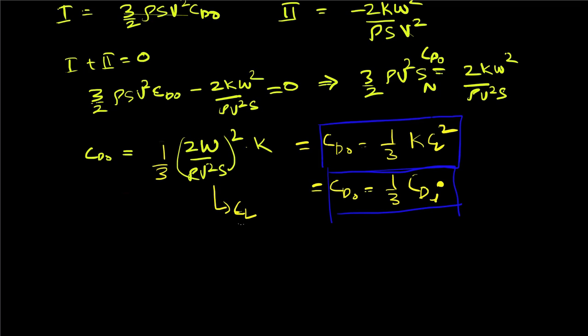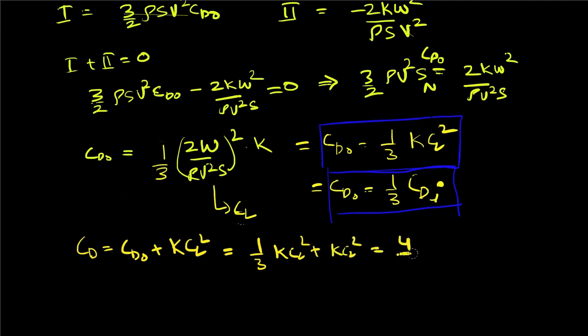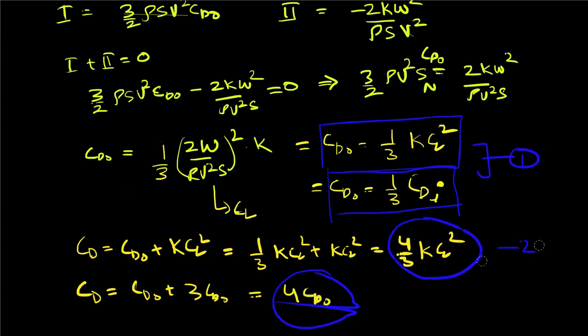Using this result, we can say that CD is equal to CD naught plus KCL square. This is equal to 1/3 of KCL square plus KCL square, which is equal to 4/3 of KCL square. And writing CD in the form of CD naught, we can write this as CD naught plus 3 CD naught, and this is equal to 4 CD naught. This is equation 1, and you can write this as equation 2. And so these are three important results, and this tells us that at minimum power, drag due to zero lift is only 1/3 of the induced drag.